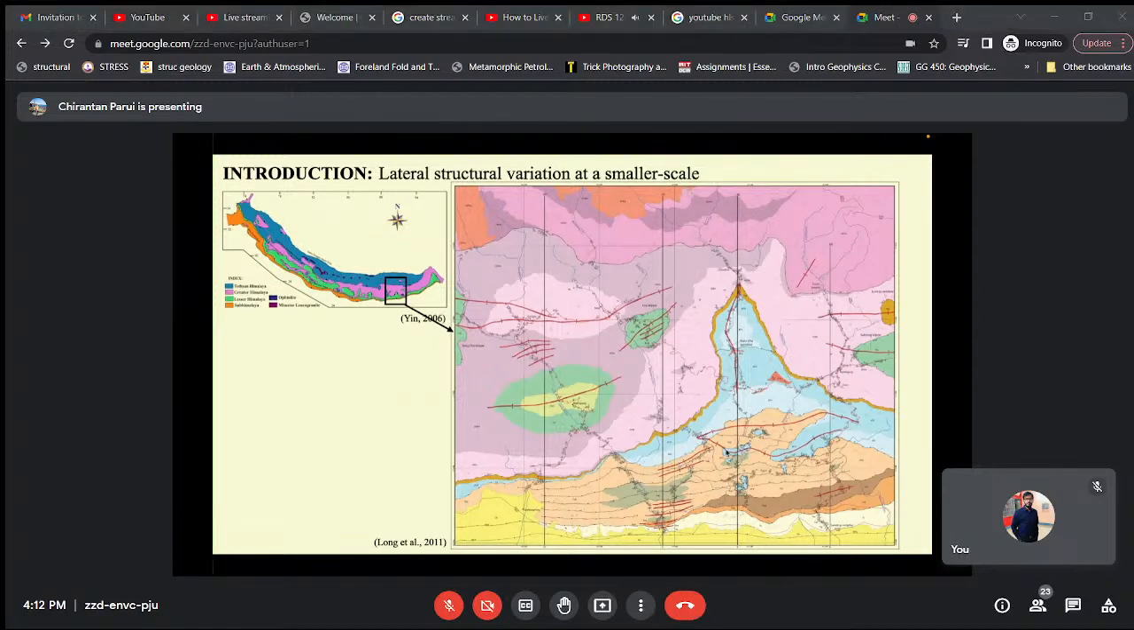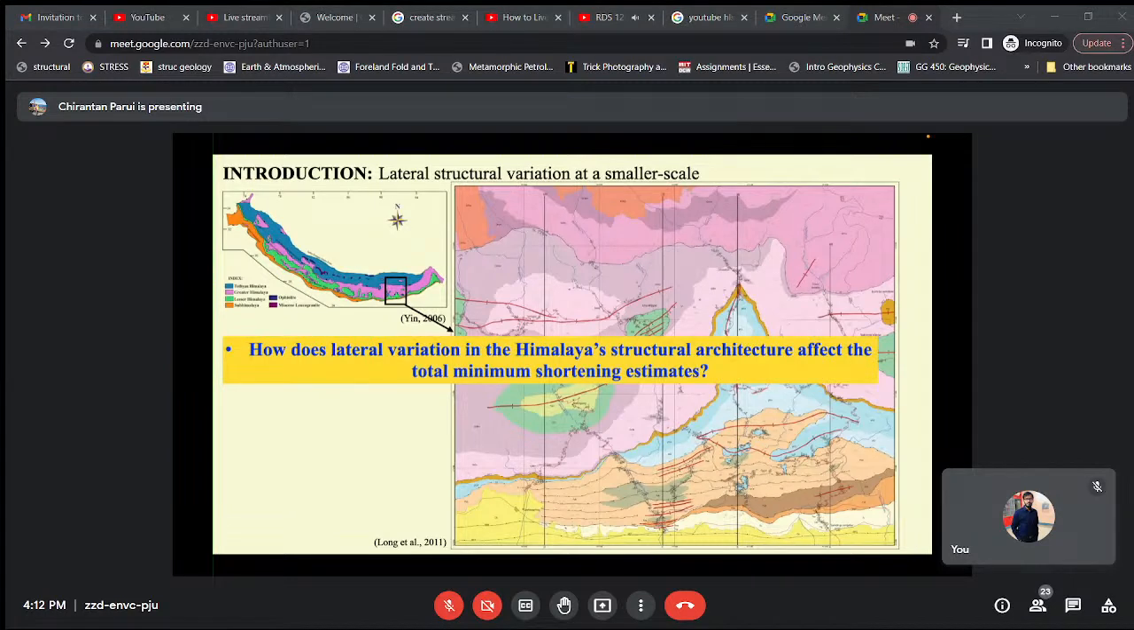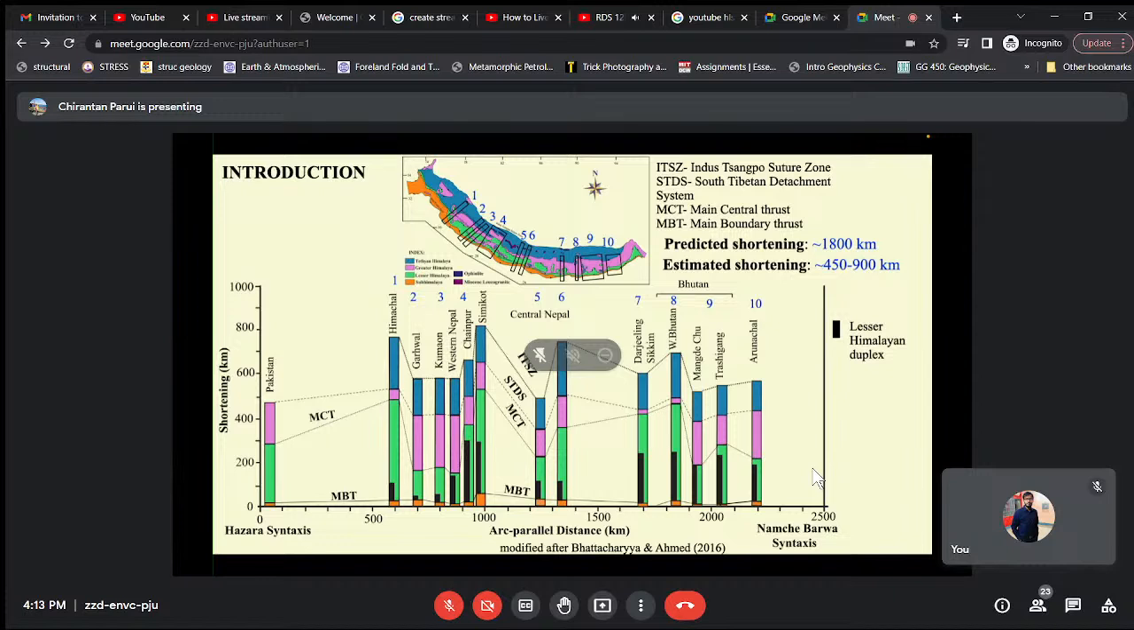So now let's ask this question: how do such variations in the structural architecture of the Himalayan mountain belt affect the total minimum shortening estimates? This is a plot showing the total minimum shortening estimated from the different transects of the Himalayan mountain belt, estimated using balanced cross-sections. The different colors indicate shortening from different tectonostratigraphic units.